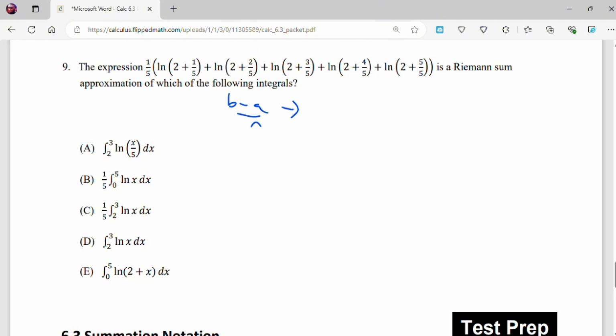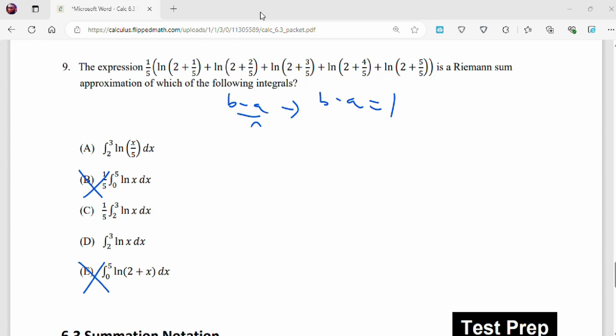So we know that B minus A equals 1. So off the bat, we can eliminate B because 5 minus 0 is not 1. We can eliminate E. Alright. What else can we eliminate?